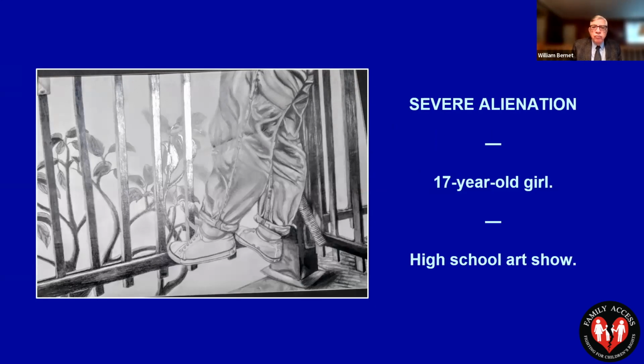You can see this child has really good talent to draw this picture of what looks like a child standing on some sort of gate, like the gate you have on a stairway. It looks like the child is in a little bit of danger, standing on this gate that's protecting the child from a drop-off on the other side. So what does this mean? Here's a child who we know is alienated from a parent.